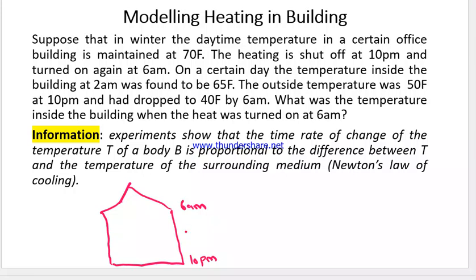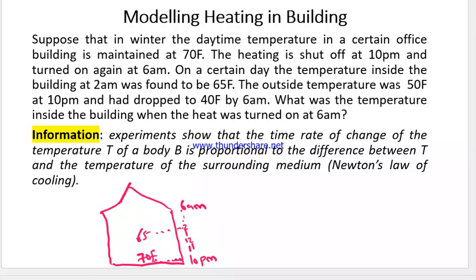So on a certain day, the temperature inside the building at 2 a.m. was found to be 65. So that means this is 10 p.m., 11, 12, 1, 2, 3, 4, 5, 6. So at 2 a.m. inside the building, the temperature was found to be 65. And you remember the normal daytime when they close is 70 degrees Fahrenheit, when they close at 10 p.m.